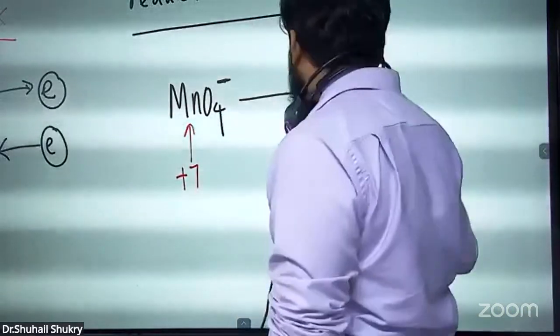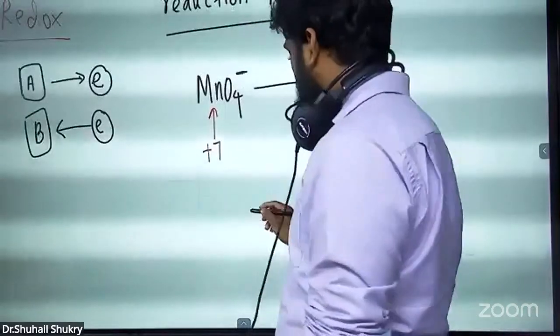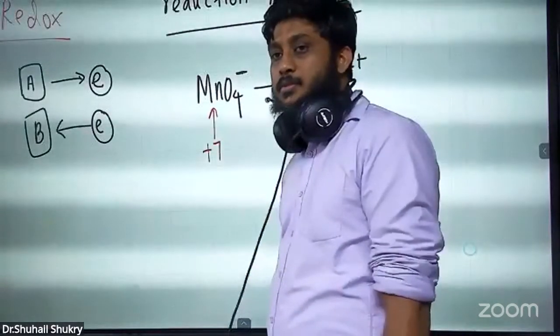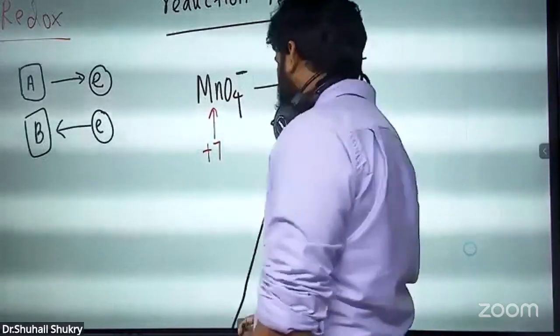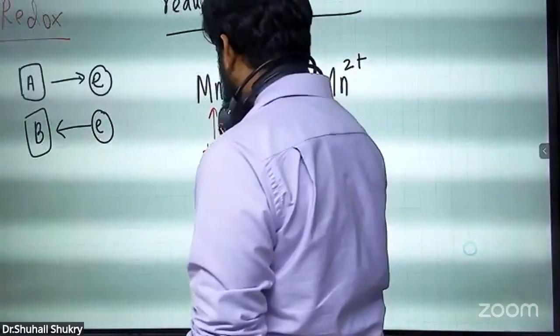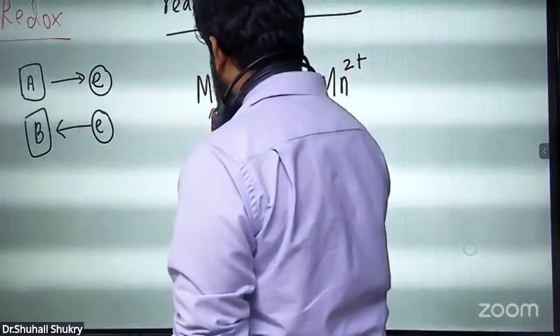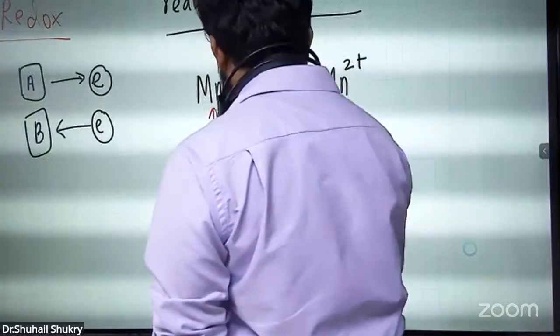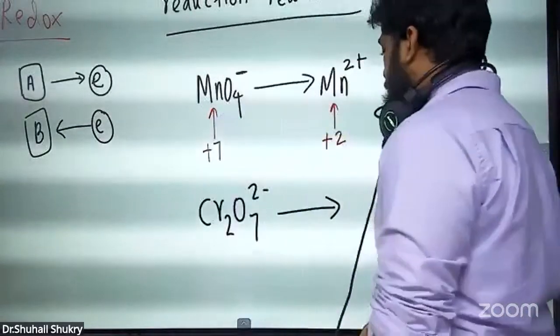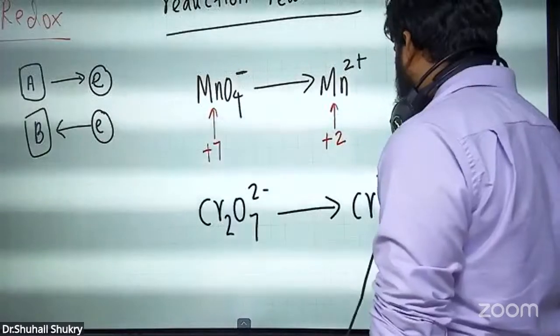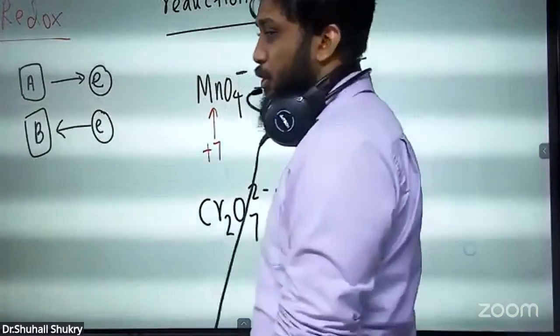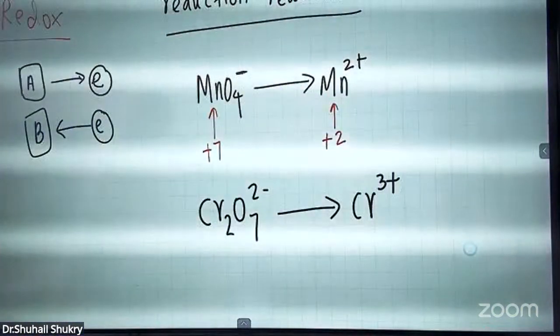Next, I will give another thing. You have seen MnO4 minus before in your life. Now, if I give Cr2O7 2 minus, remember, this one goes to Cr3 plus. You have to remember. There is no other choice. You have to remember this.